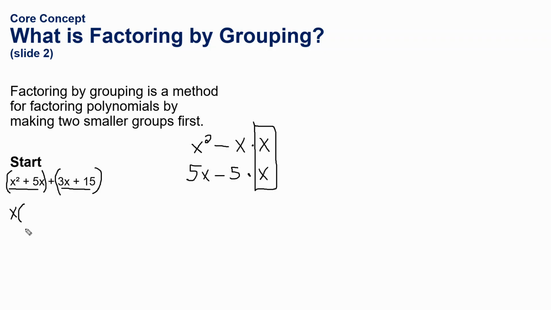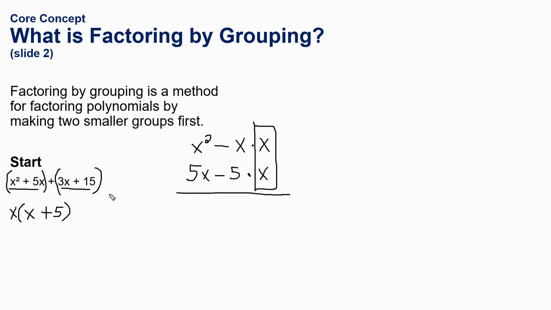Again, we're doing the reverse distributive property here. And then on the inside, we have x, right? x times x is x squared. Plus, if I was to do 5x divided by x, I would just get the number 5. So this first parentheses is x times x, or x squared, plus x times 5, which is 5x. All right, so that's the first grouping.